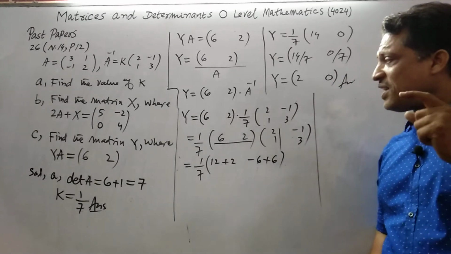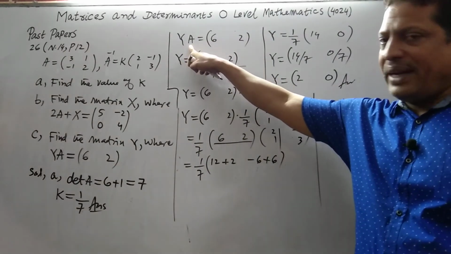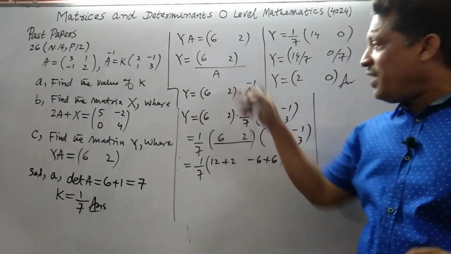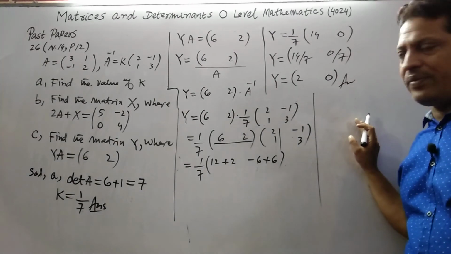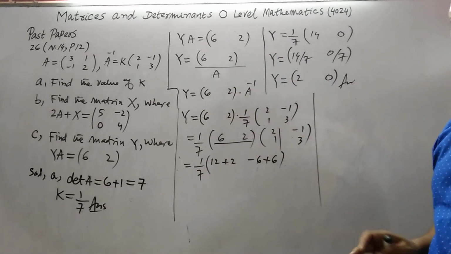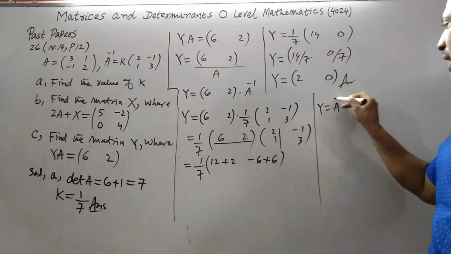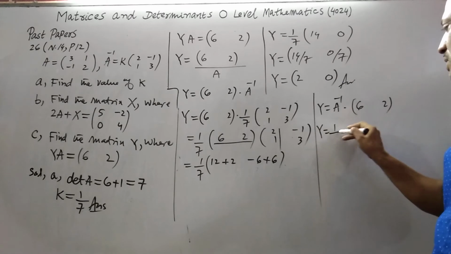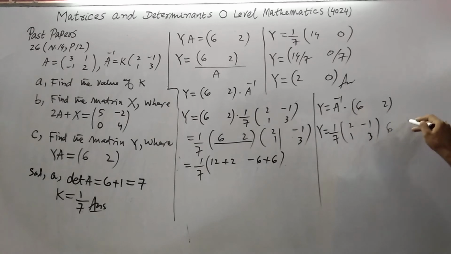Now, the next important point: whenever we divide a matrix, where Y is multiplied by A, we always keep the order of the two matrices. What I am saying is, I wrote [6, 2] multiplied by A inverse. But if I write instead Y equals A inverse into [6, 2], for example, A inverse is 1 upon 7 into [2, 1; -1, 3], [6, 2].